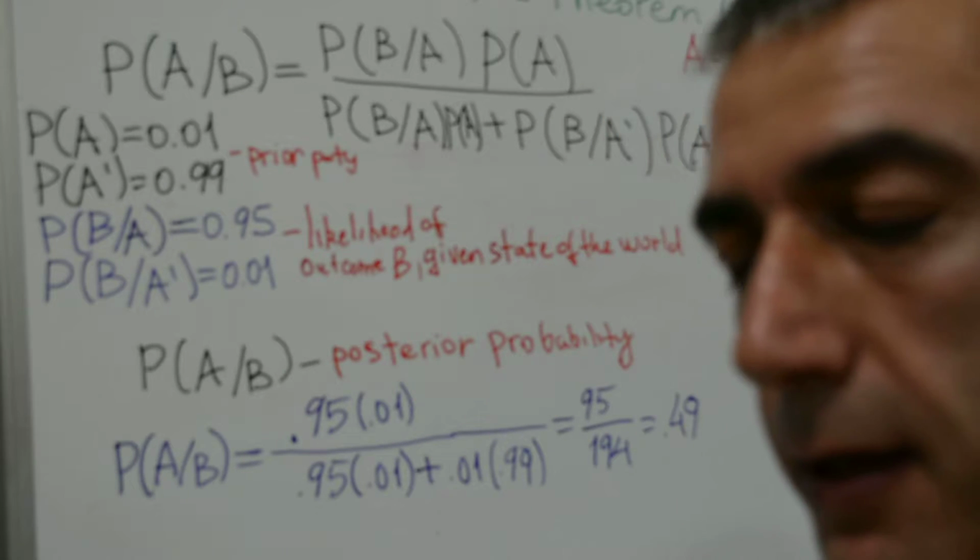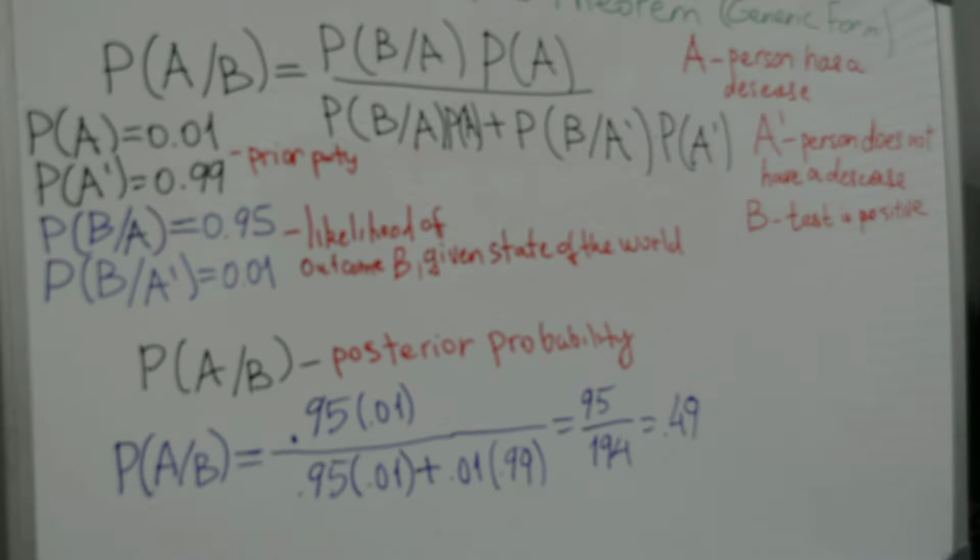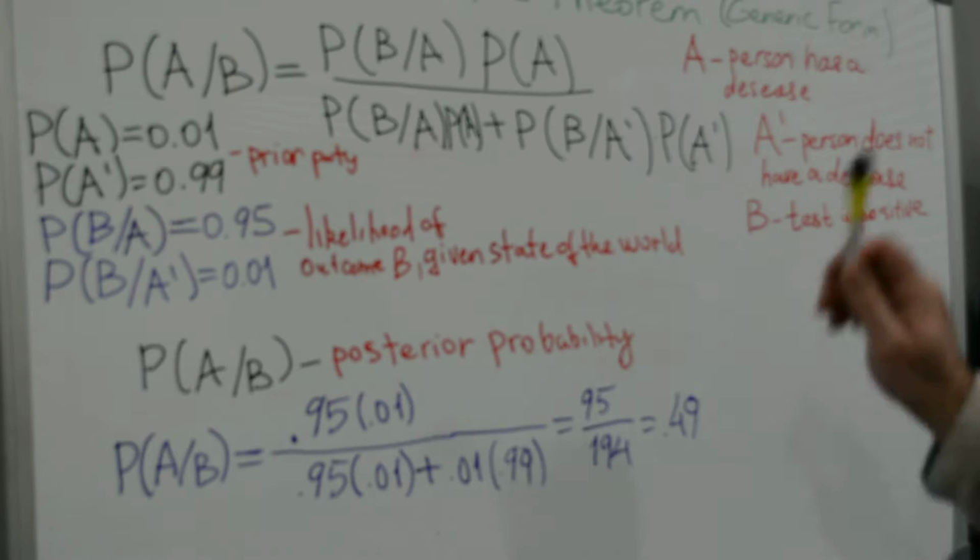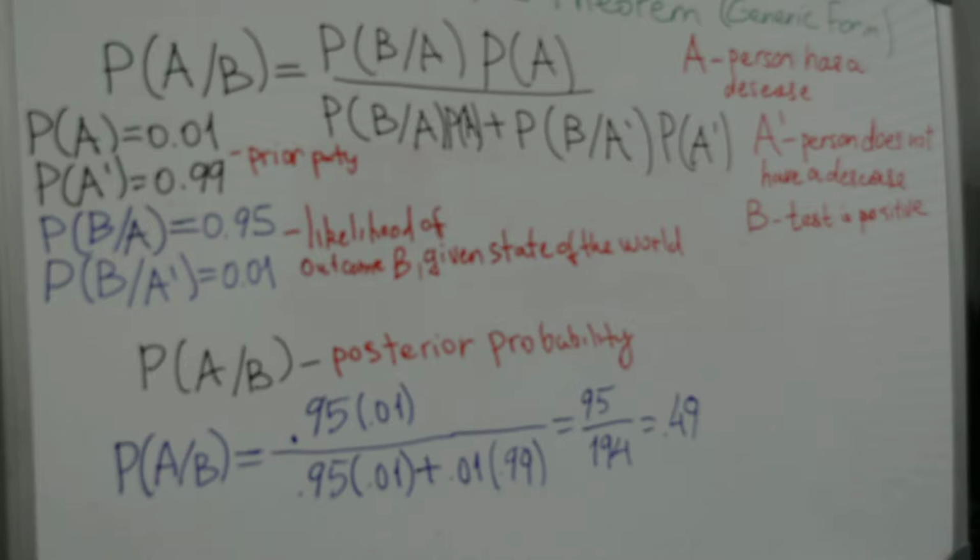Hi. Let us continue on our example. Let me briefly remind what we have. So we have two mutually exclusive events. Event A, person has a disease. Event A complement, person doesn't have disease. And we have outcome B, which is a person was tested and test was positive.